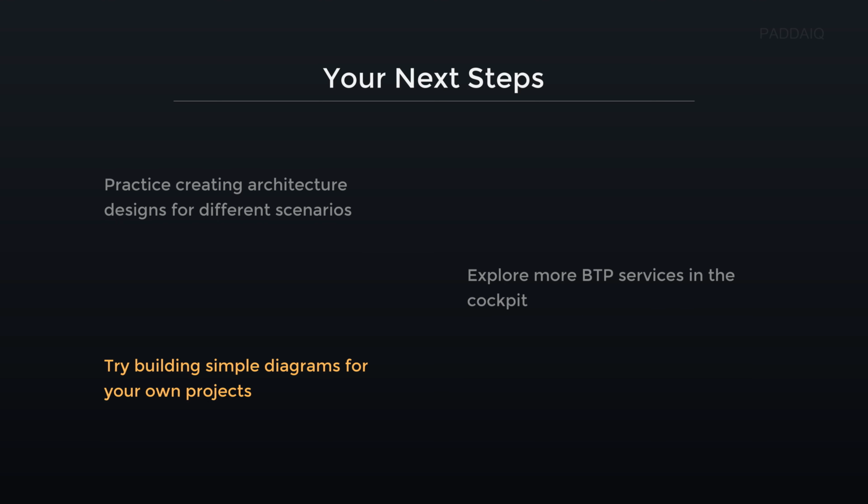Try building simple diagrams for your own projects. This means sketching out the main components of your application and how they connect. For example, draw a box for your mobile app, an arrow to a box for your BTP extension, and another arrow to your SAP S/4HANA system. Visually mapping it out makes the architecture tangible and easier to discuss.